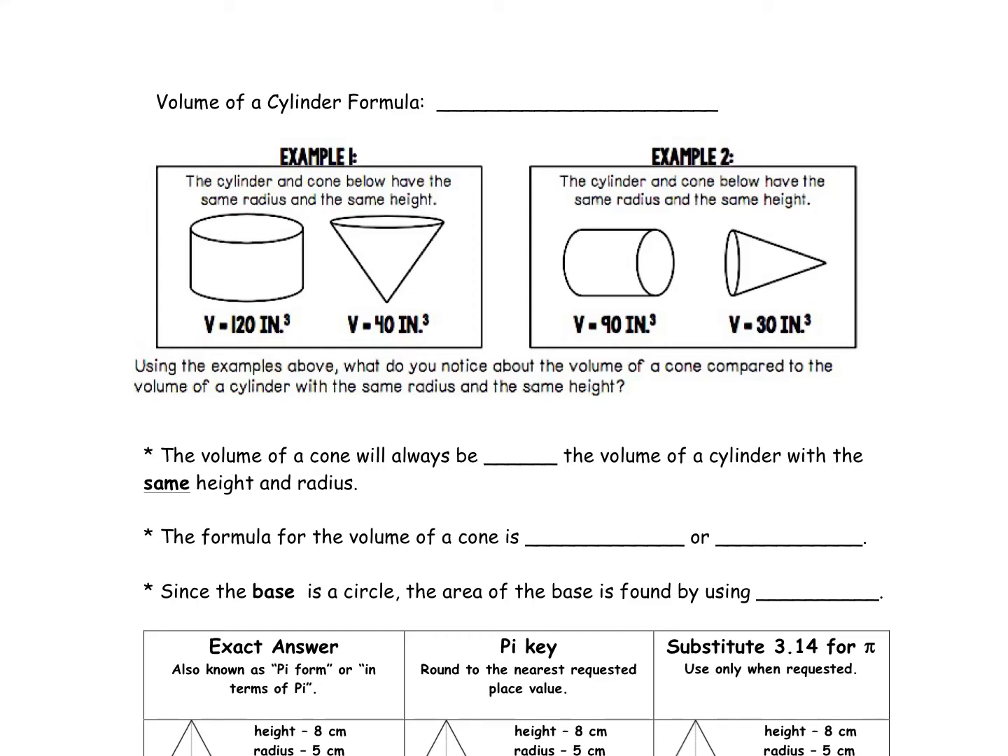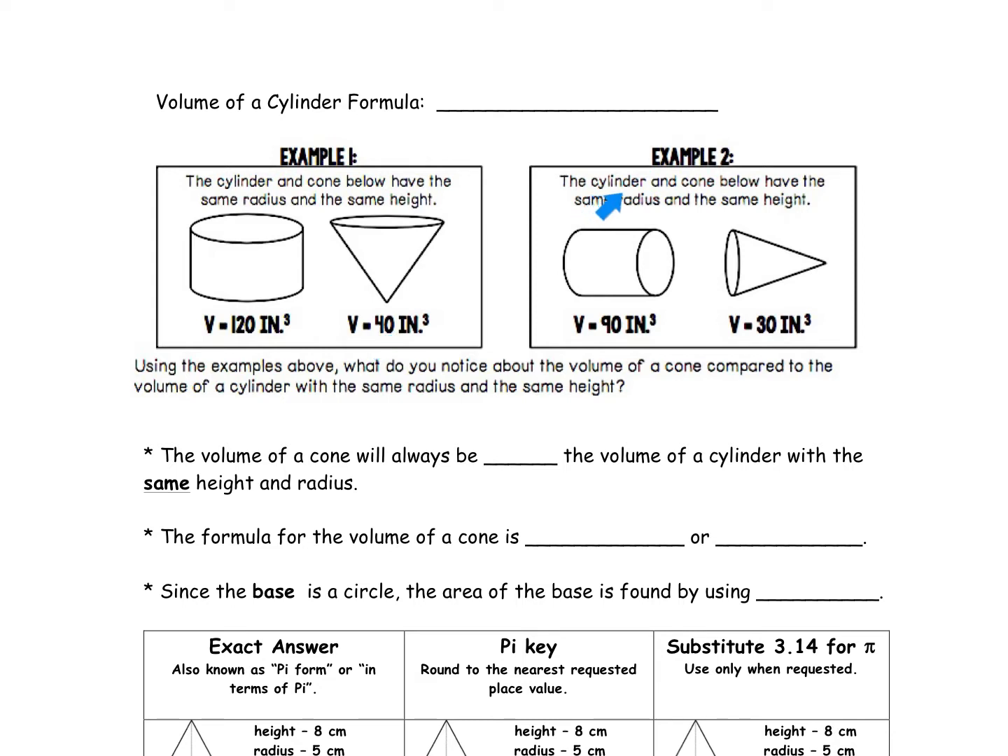For today's lesson, we're going to work on volume of a cylinder. So please look at these first two examples. It says the cylinder and the cone below have the same radius and the same height. The volume of this cylinder is 120 inches cubed, and the volume of this cone is 40 inches cubed.